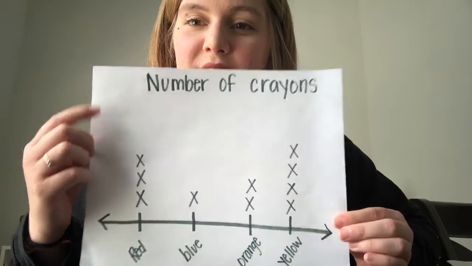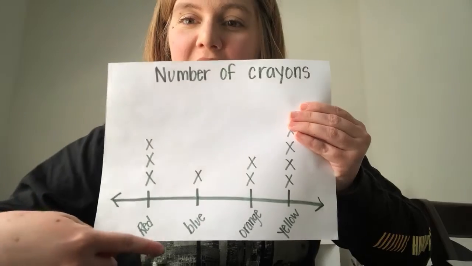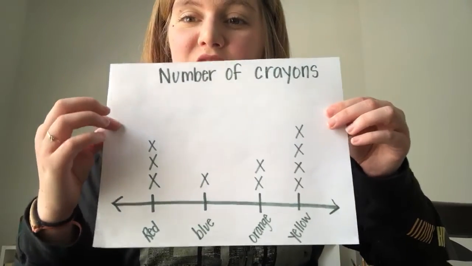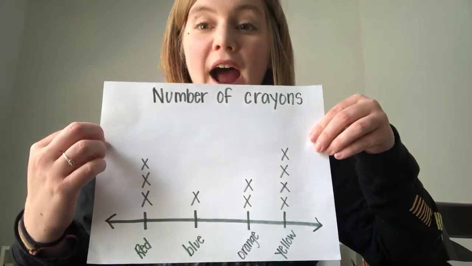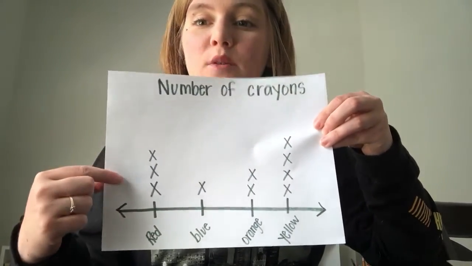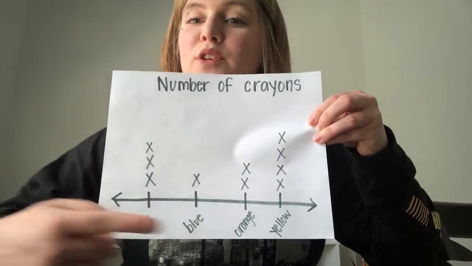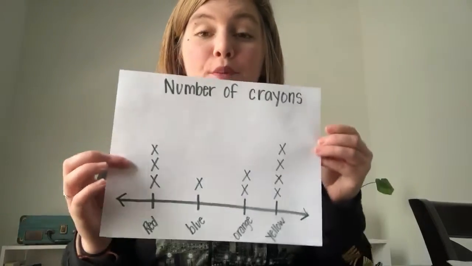When you read it, you can see I've got my title, I've got my line, I have my 4 different colors of crayons, and then those X's above each of the crayon colors are how many I have of each. So this chart would show me that I have 3 red, 1 blue, 2 orange, and 4 yellow. Pretty simple, right? Not too tricky at all.